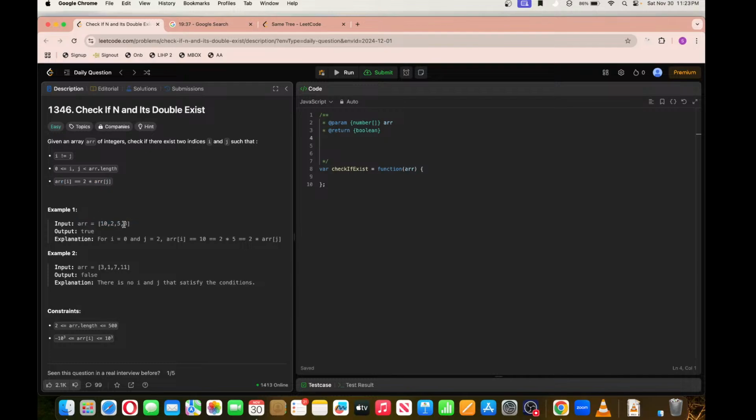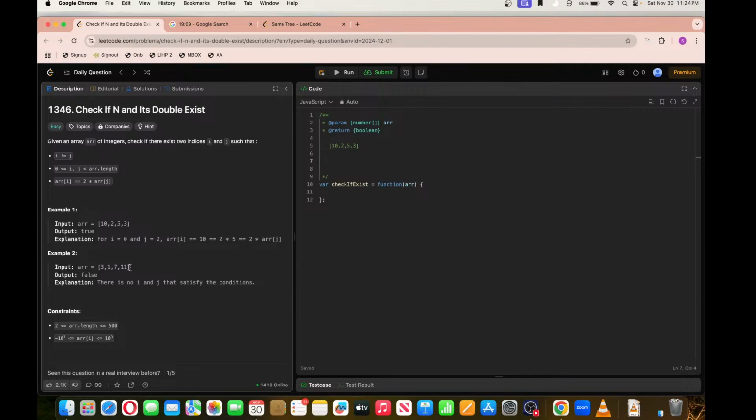Okay, so here 5 and 10 exist, right? That is why it is true here. So for i is equal to 0, j is equal to 2, array[i] is 2 times array[j]. Okay, got it. Here there is no double, right? 3, 1, 7, 11. There is no i and j that satisfies the condition.